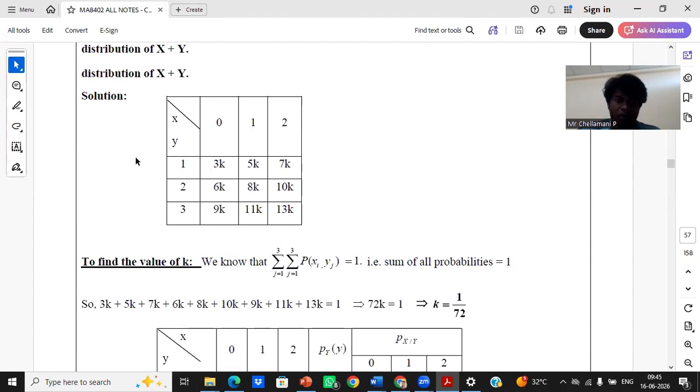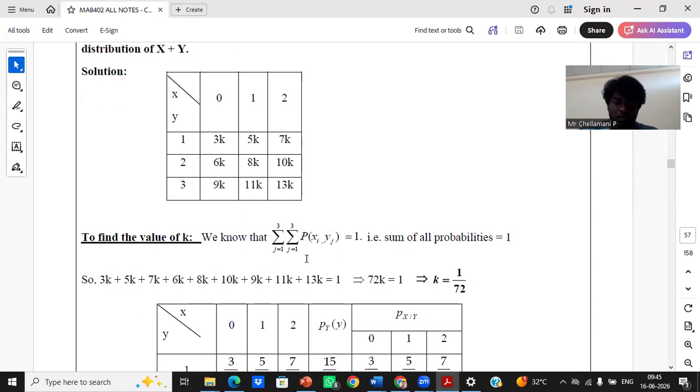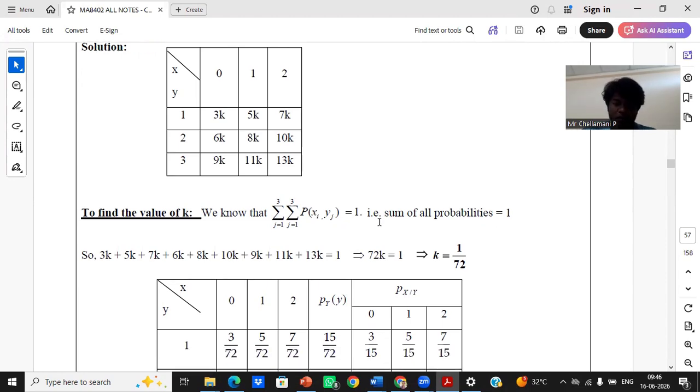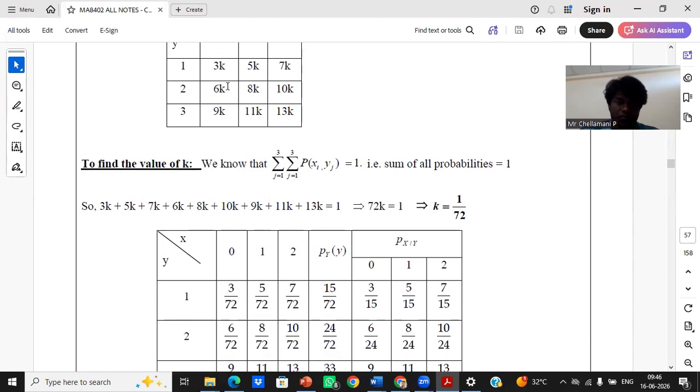So now our first part is to find the k value. We know that the total probability is 1. Here it is a two-dimensional random variable, so we take two summations: the sum of p of x comma y is equal to 1. So the sum of all probability values is 1. The values are 3k, 5k, 7k, 6k, 8k, 10k, plus 9k, 11k, and 13k, equal to 1. We simplify the left-hand side and get 72k equal to 1. Obviously, k is equal to 1 by 72.